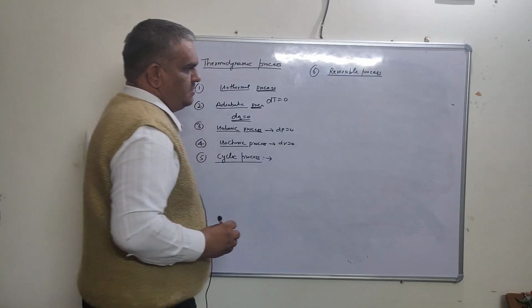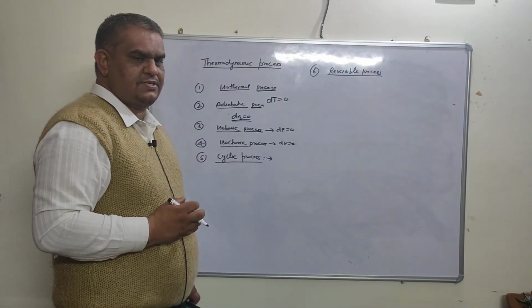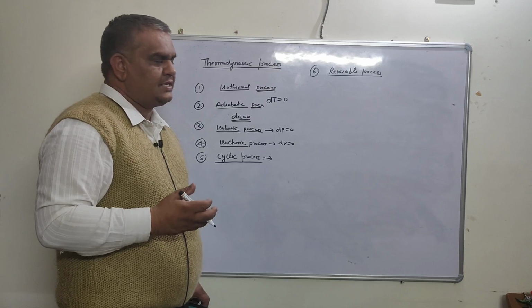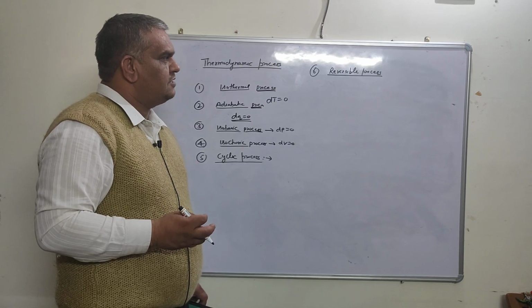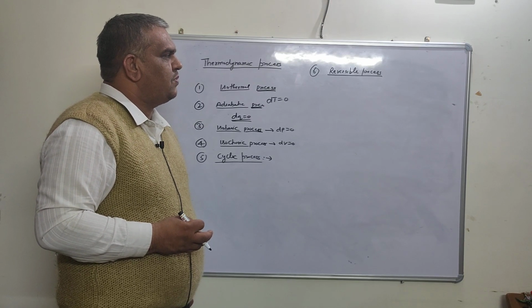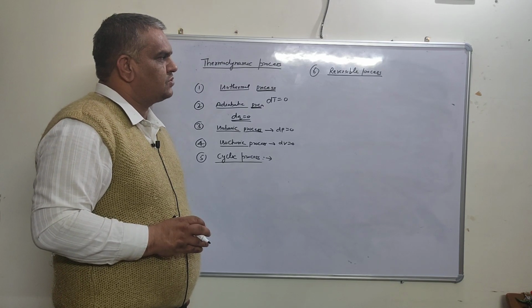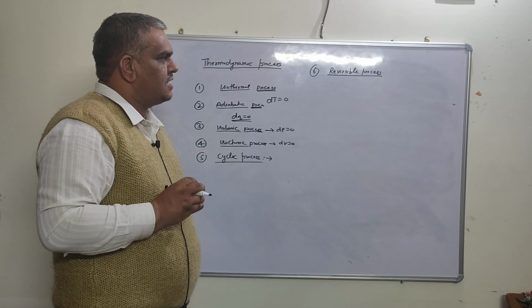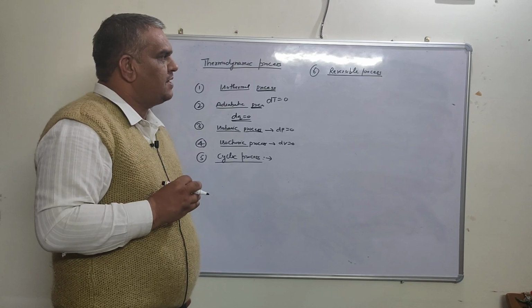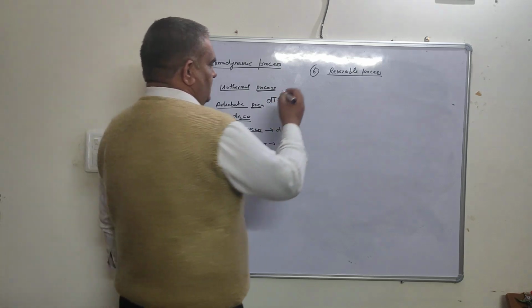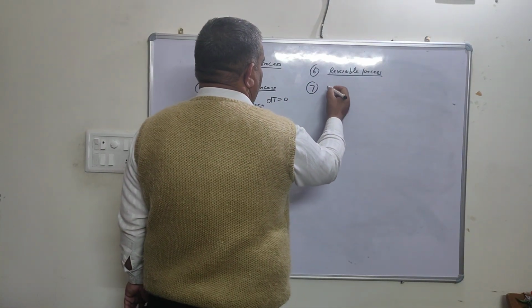And a reversible process is a process whose direction may be reversed at any stage by merely a small change in variables like temperature and pressure. In a reversible process, the driving force is infinitesimally greater than the opposing force. That is, it takes finite time and equilibrium is maintained at every state. Next is the irreversible process.